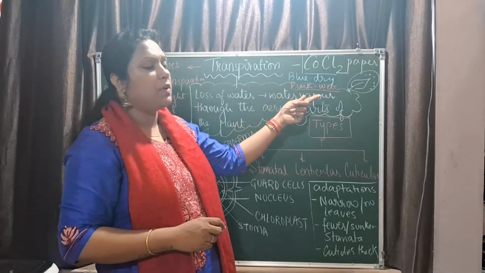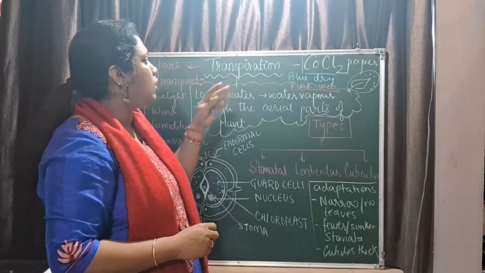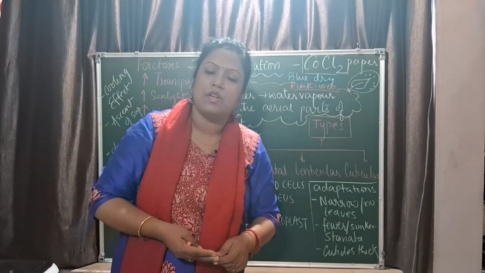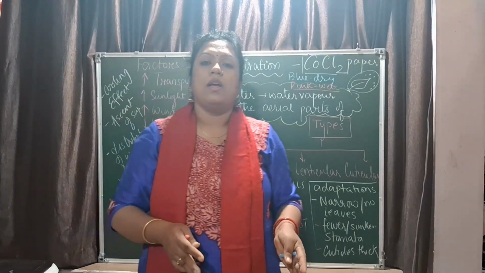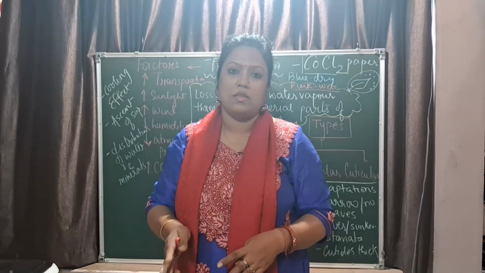Cobalt chloride paper is very important. You should know the function of cobalt chloride paper. When you talk about transpiration, there are three different types: stomatal transpiration, lenticular transpiration, and cuticular transpiration.